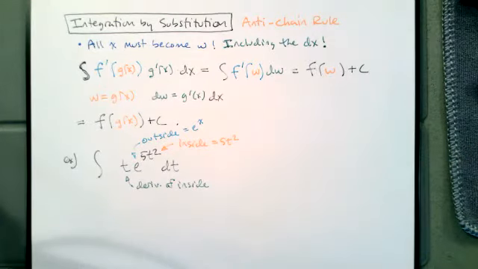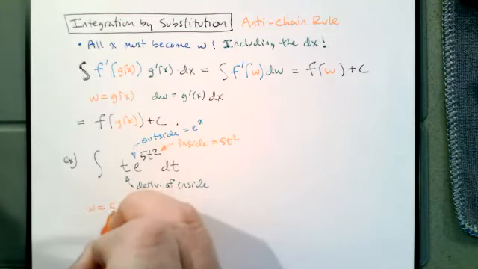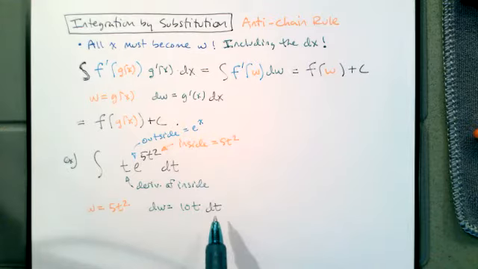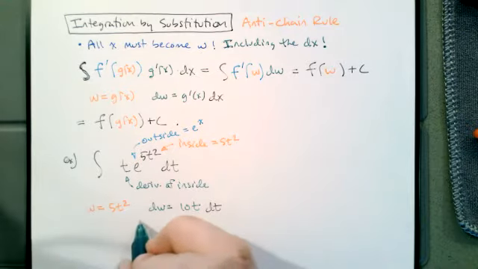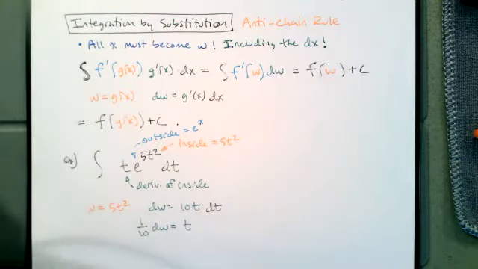So let's look at the maneuver that we make. The details of the substitution are to say that w is equal to 5t squared. Then we take the derivative of what we declared as the inside, dw is 10t dt. Now this is not exactly what we have. We have a t times dt. So we don't have 10t dt, we've got 1/10 of that. But we're only off by a constant, so I can rewrite this and say 1/10 of dw is a t dt.